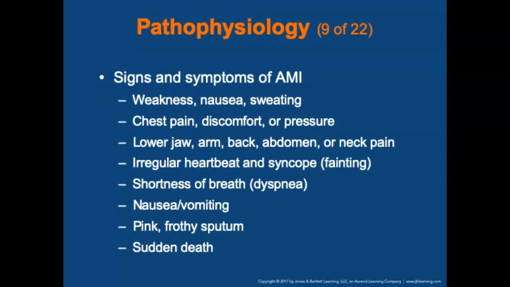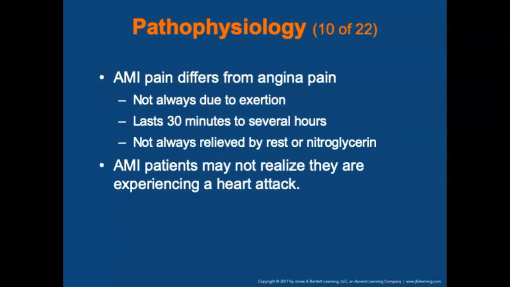The signs and symptoms of acute myocardial infarction include the following. The patient may have a sudden onset of weakness, nausea, and sweating; chest pain, discomfort, or pressure that often causes a squeezing that does not change with each breath; pain, discomfort, or pressure in the lower jaw, arms, back, abdomen, or neck; irregular heartbeat; syncope, which is fainting; shortness of breath, which is dyspnea; nausea, vomiting, pink, frothy sputum; and often sudden death.